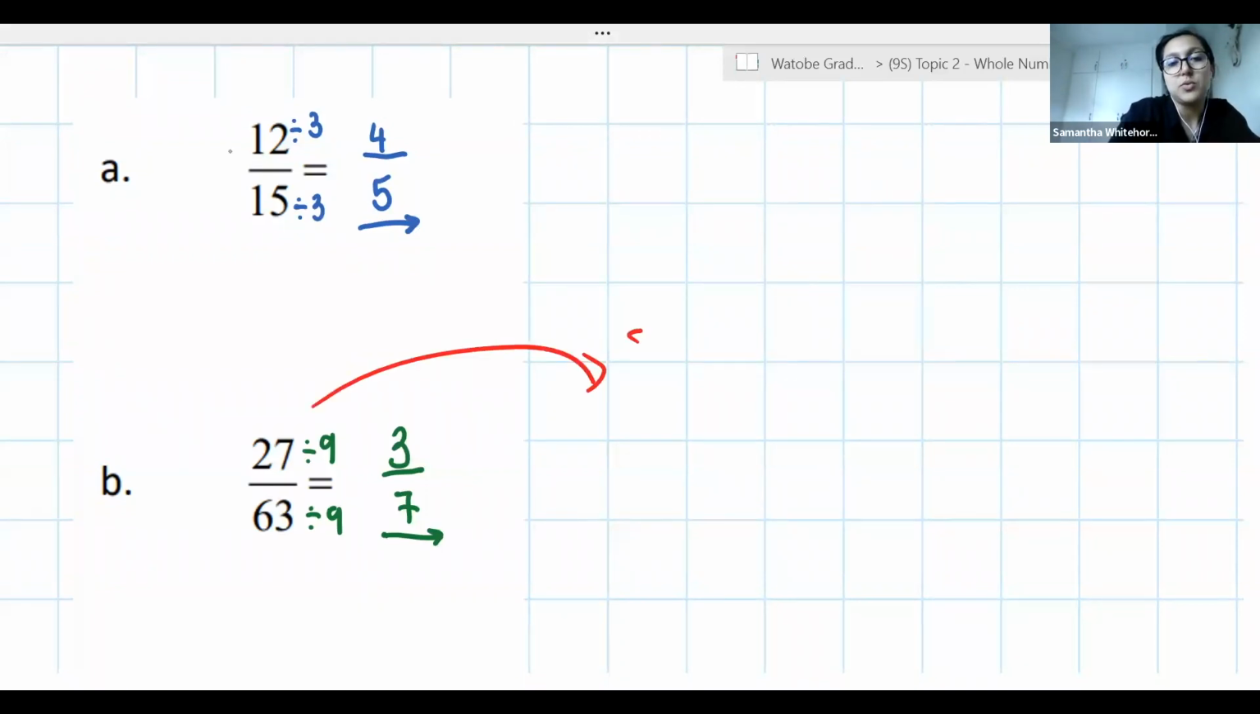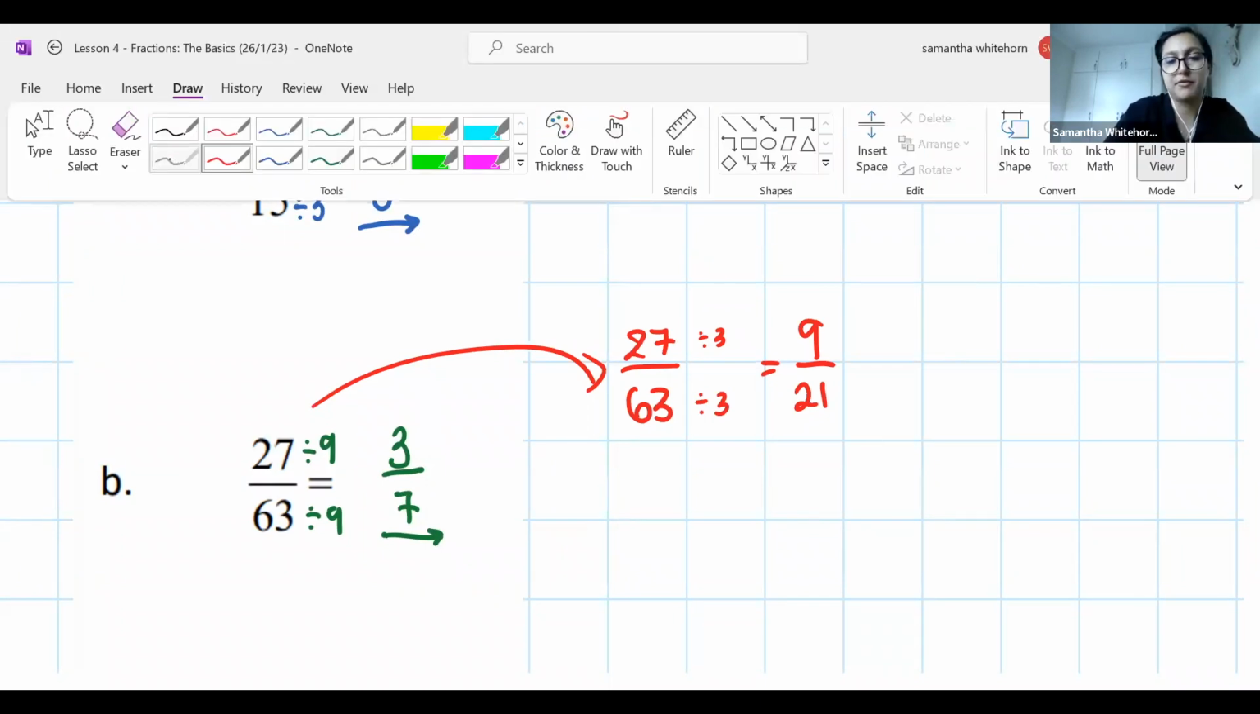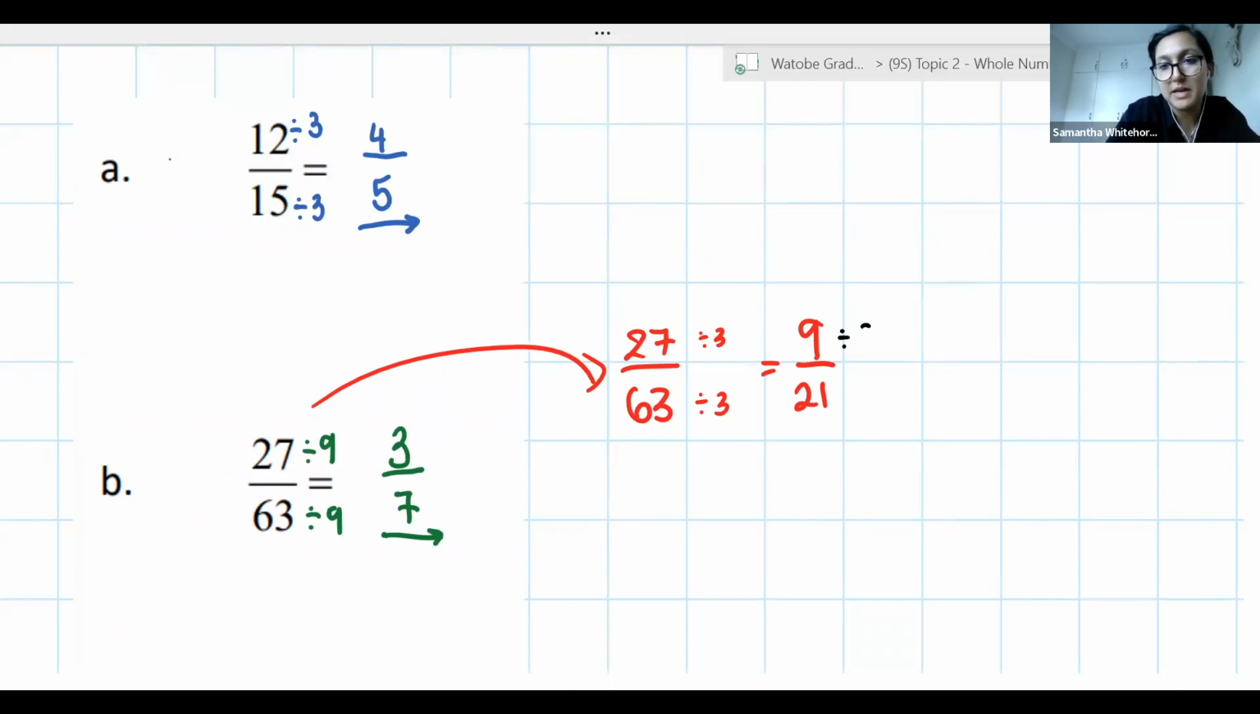If you had taken your 27 over 63 and you'd said, okay, I can divide both of them by 3, okay? 27 divided by 3 is 9, and 63 divided by 3 is 21. Now that is simplified, but it is not fully simplified because both 9 and 21 I can divide by 3 again. And so I need to keep dividing until I can't divide anymore. And then only have I simplified my fraction fully.